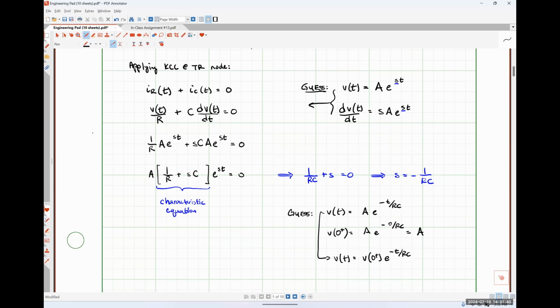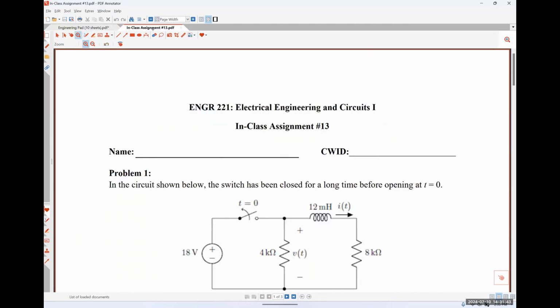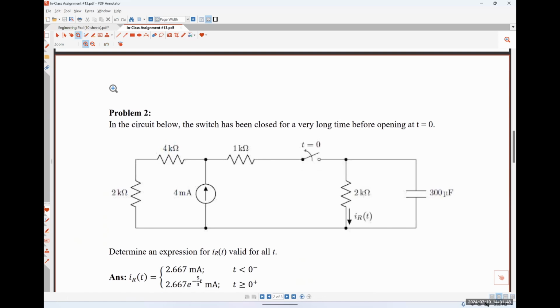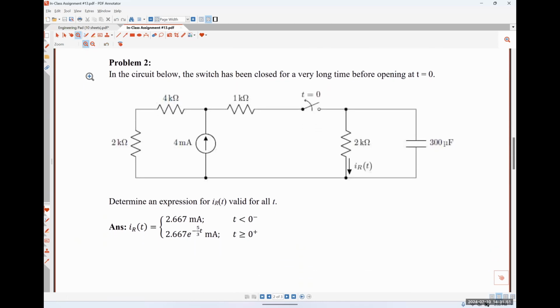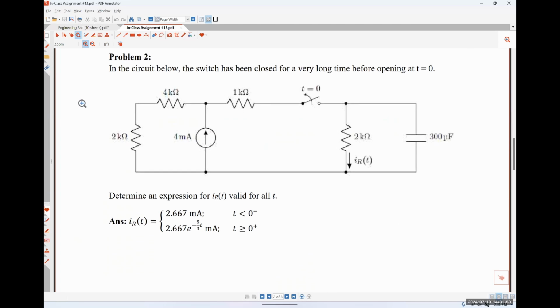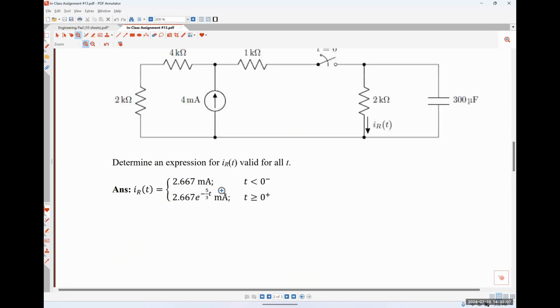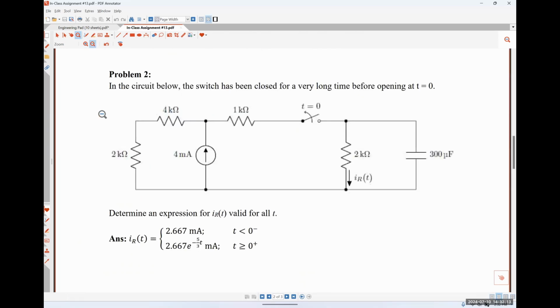So let's look at our in-class assignment problem here. Let's do problem 2 first, because it's specifically what I'm going to call from now on an RC circuit. And our ultimate goal here is to figure out what the resistor voltage is doing as a function of time.